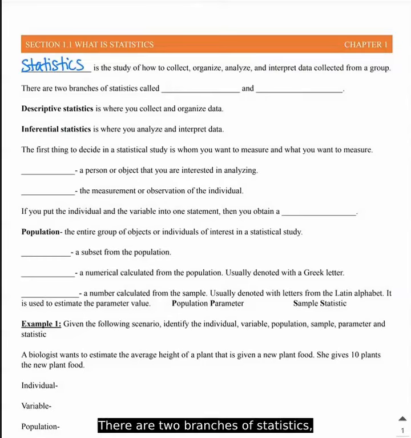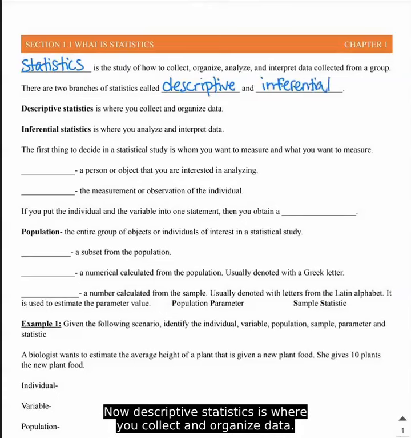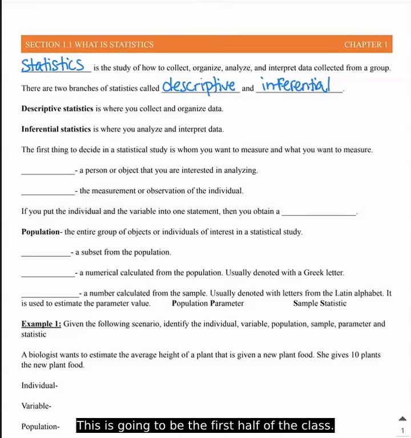So there are two branches of statistics. We call the first one descriptive, and the second one is inferential. Now, descriptive statistics is where you collect and organize data. This is going to be the first half of the class. And in the second portion we'll look at inferential statistics, which is where you analyze and interpret the data.